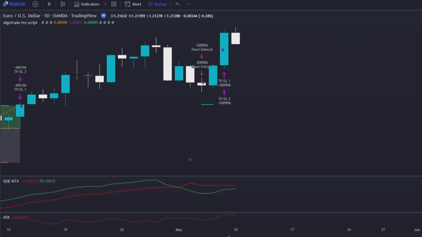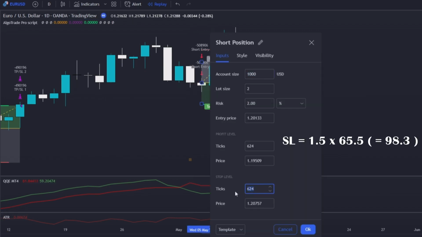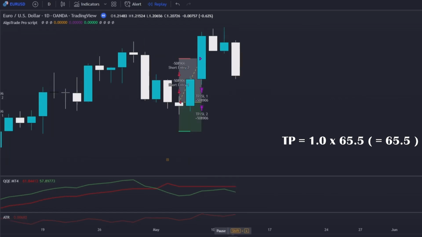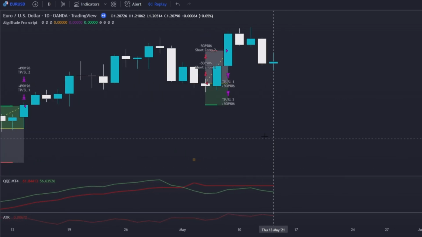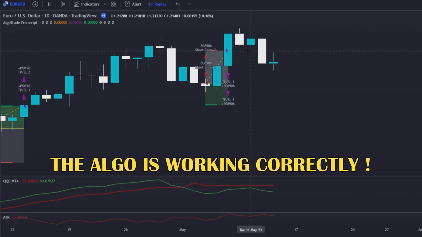Next, we have an example of a short signal. The algo considered the entry point after the closure of the signal candle given by the indicator. The stop loss value is 1.5 times the ATR pip value, in this case 1.5 times 65.5, which is 98.3 pips, and for the take profit the value is 1 times the ATR pip value, so 65.5 pips. This trade will be a losing one. The stop loss was hit here. As you can see, our algo is working correctly.